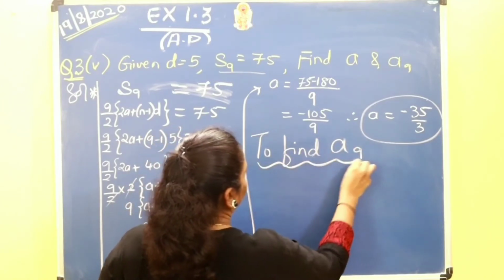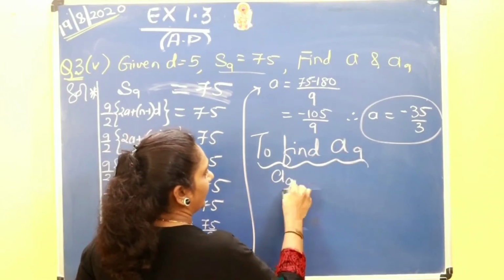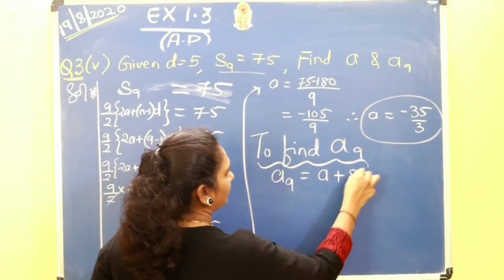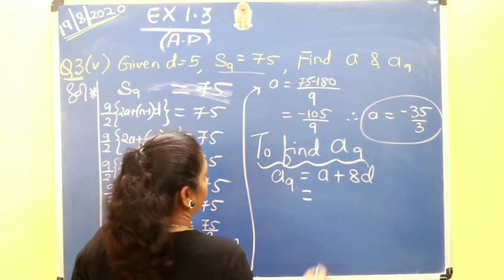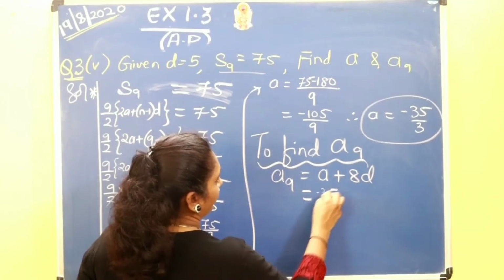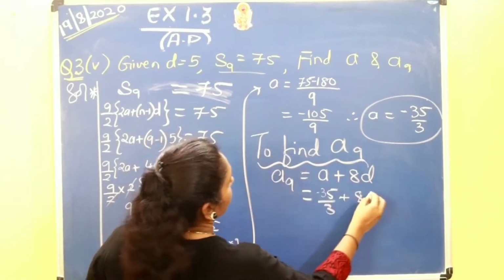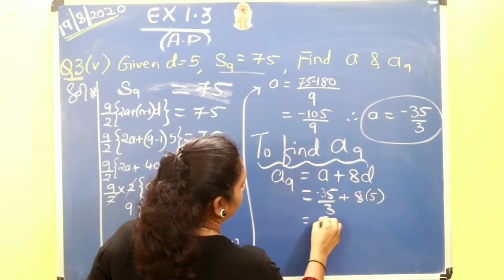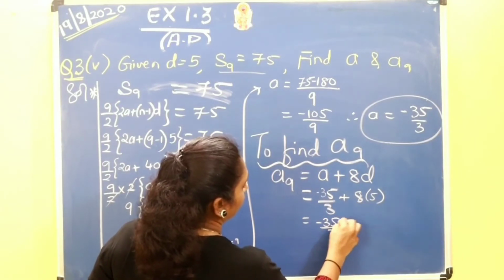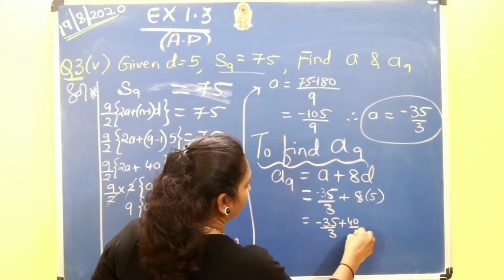To find a9, what do you do? A9 is equal to a plus 8d. You have got a as minus 35 by 3 plus 8 into d, which is given as 5. So you have minus 35 by 3 plus 40 by 1.